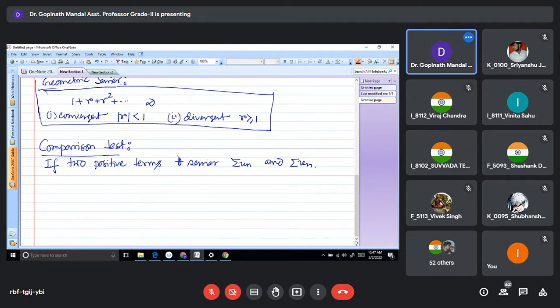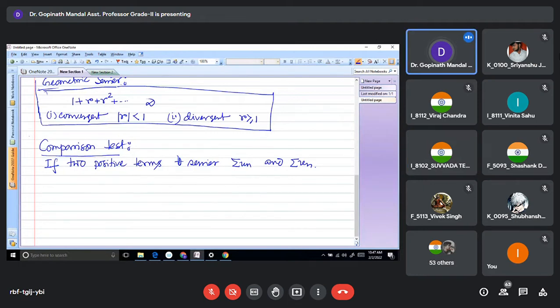Sir, in the geometric series, is it divergent only if r equal to 1? If r is greater than 1, then the sum is 1 by r minus 1, and if r is less than 1, then 1 by 1 minus r, no, sir? Sum of infinite terms in GP. If r equal to 1, then divergent. Divergent when r equal to 1 only? If r is greater than 1, also divergent. How, sir? Sum of infinite terms.